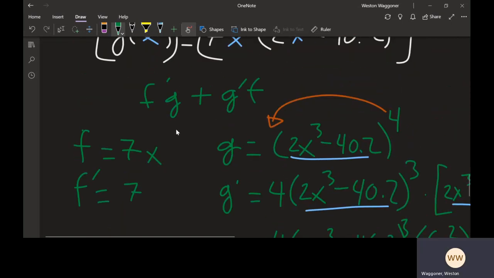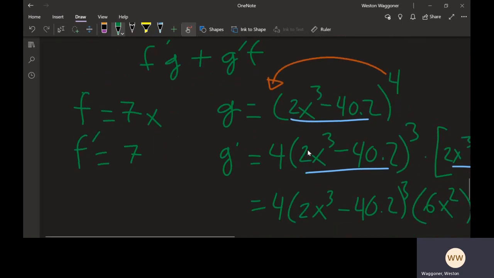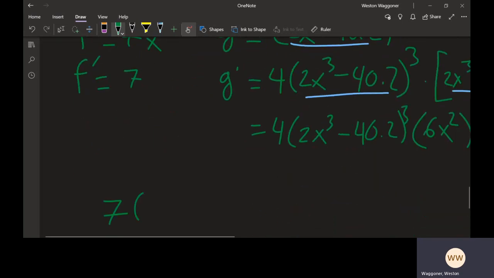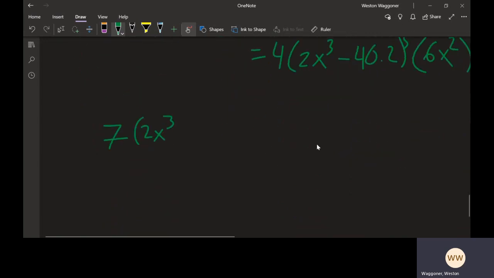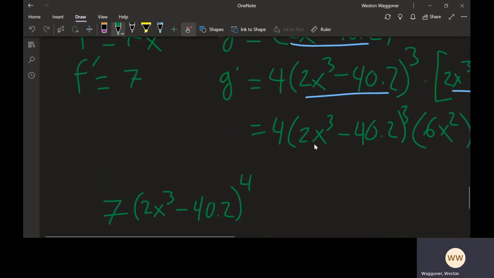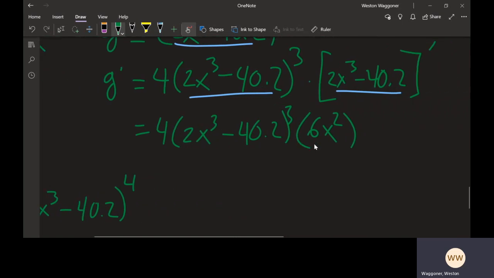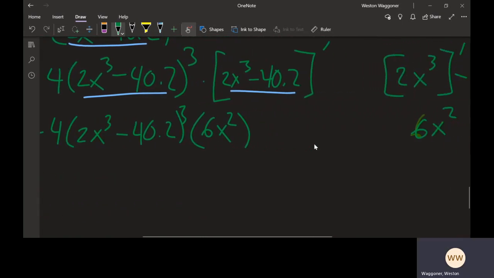And we're going to have g without the prime, just normal g, which was what we had originally. So that's going to be 2x to the third, just looking at the powers. Okay, cool. Minus 40.2 to the fourth. I'm looking at it, and I guess I should say this too, to clean this up a little bit, I'm going to combine that 6 and that 4 together. So we have 24. I'm just rearranging how it is. So 6x.